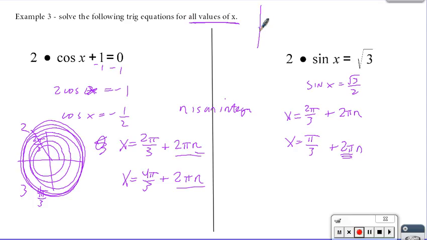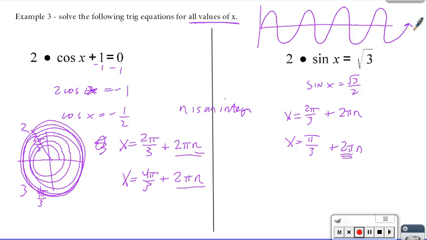Now, what does that look like graphically? Because I gave you a graphical example before. Remember, this sine curve continues forever in both directions. Okay, so if I'm graphing that root 3 over 2, which is here, I'm getting an answer at pi over 3, and then 2 pi later, I'm getting another answer. And then 2 pi later from that, I'm getting another answer. And so forth forever. That's what this means. Okay? All right.